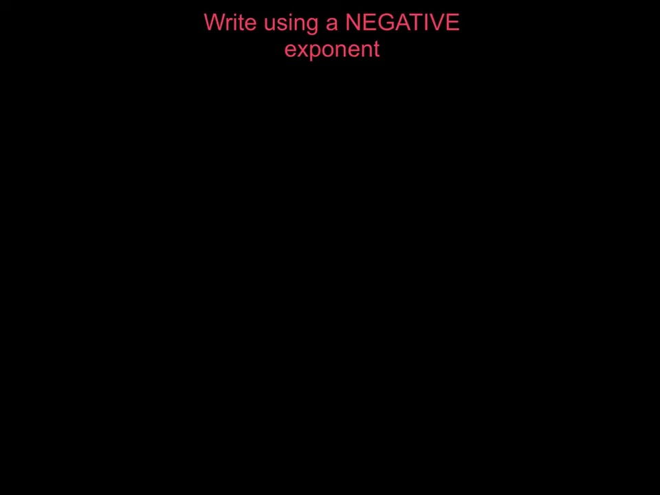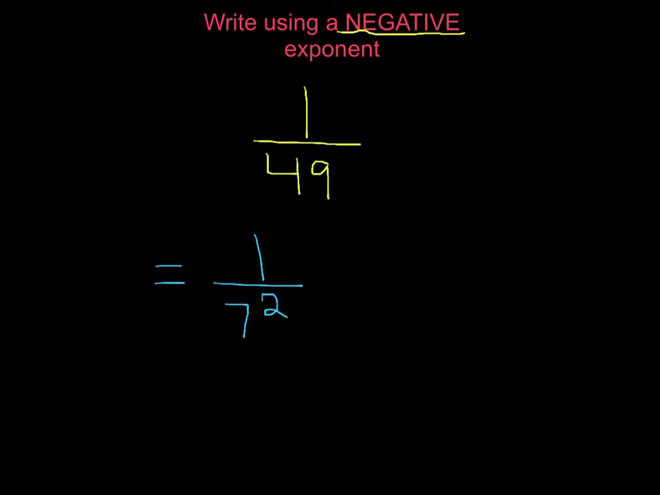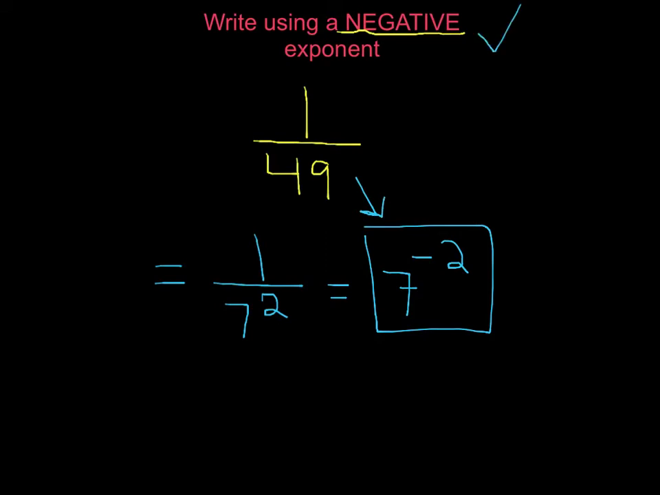Now this example, I want you to think about going backwards. What if I have 1 over 49? I want to rewrite this fraction, but I want to rewrite it using a negative exponent. Well, I know that 49 is a perfect square, so I could rewrite it first as 1 over 49 is the same as 7 squared. And to keep thinking backwards, if you have 1 over this power, it's the same as if you had 7 to the power of negative 2. So going backwards, this case, writing it with a negative exponent.